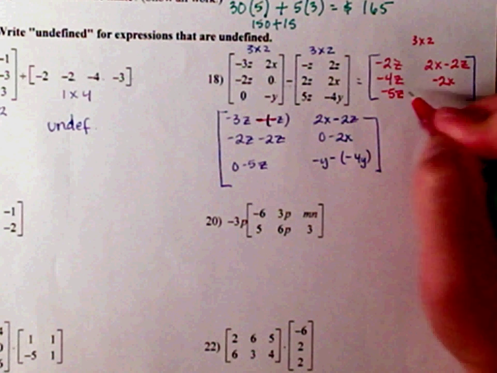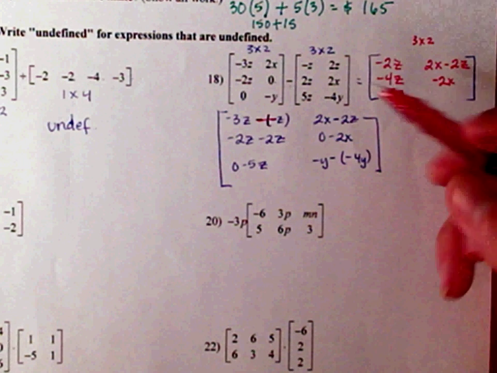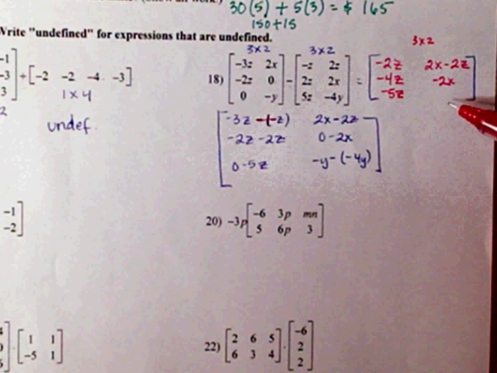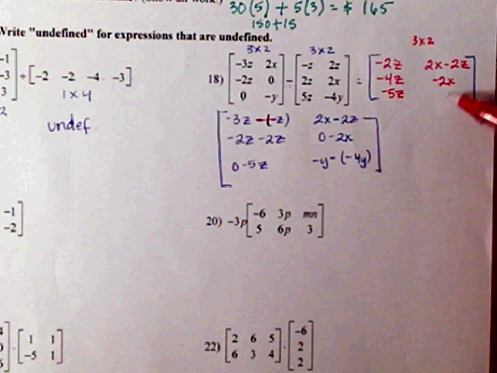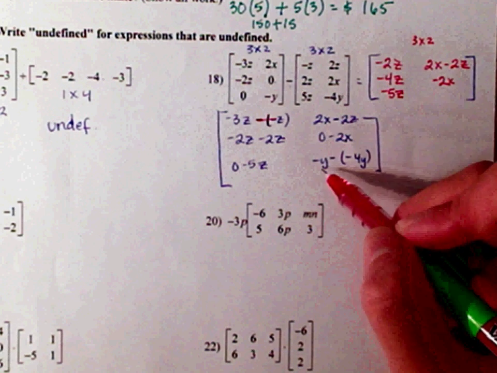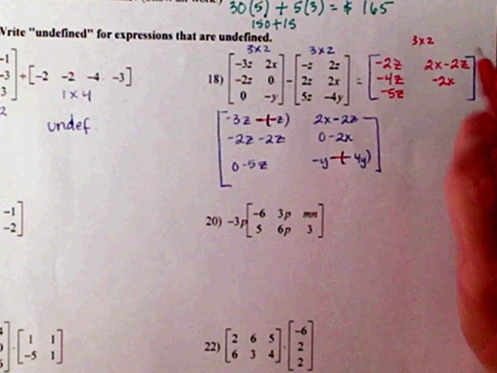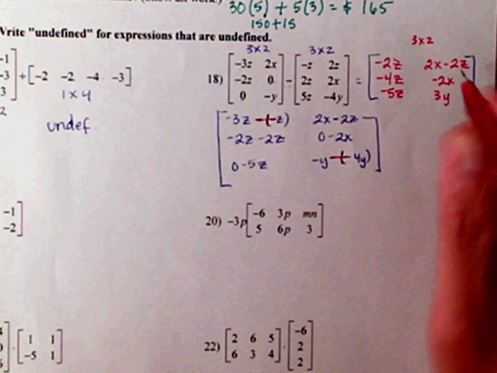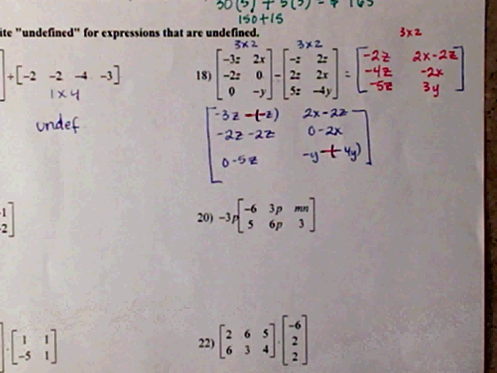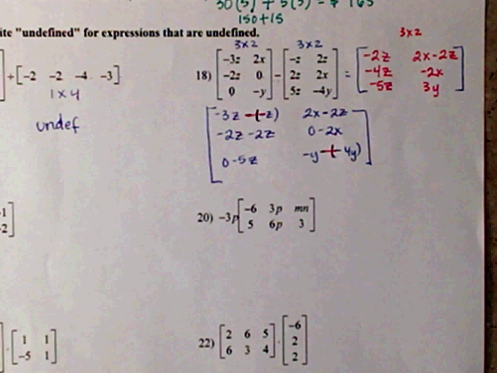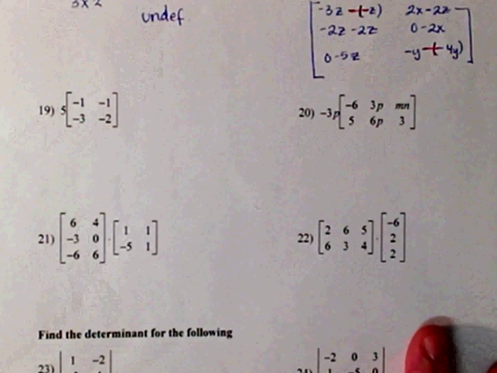Third row, second column. It's been a long day. Negative y plus 4y is 3y. And there you have your solution. Okay? Entry by entry.